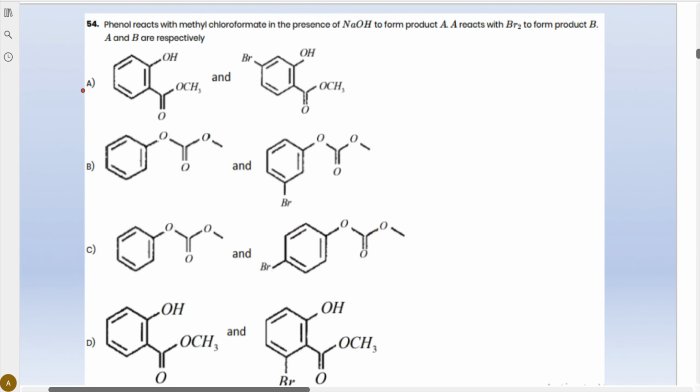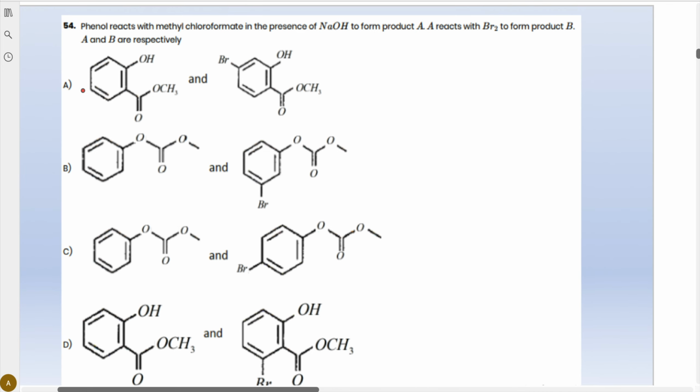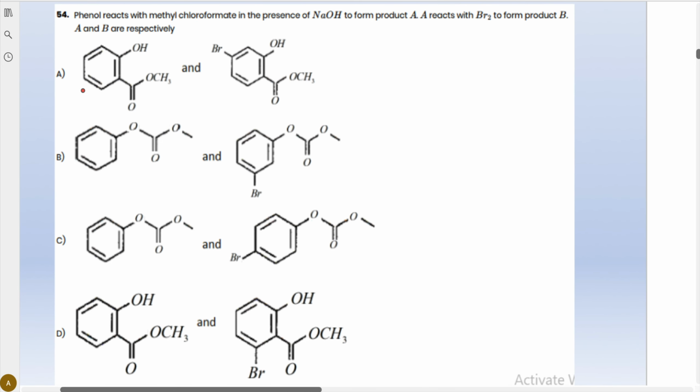Next question, see. Phenol reacts with methyl chloroformate in the presence of NaOH to form product A. A reacts with bromine to form product B. A and B are what? So B, bromine reacted, so bromine will come somewhere. So according to this, somewhere bromine will come, and methyl chloroformate we have to react with phenol. So let's draw our structure.